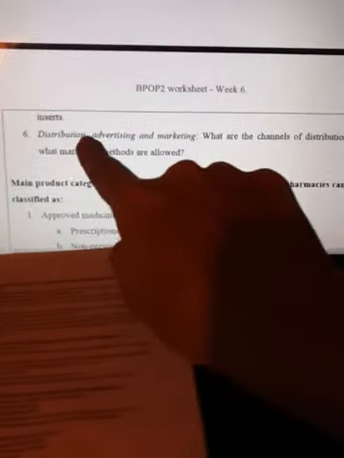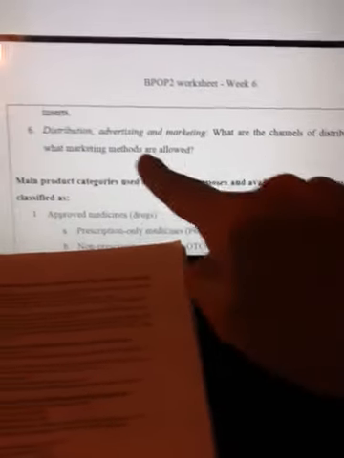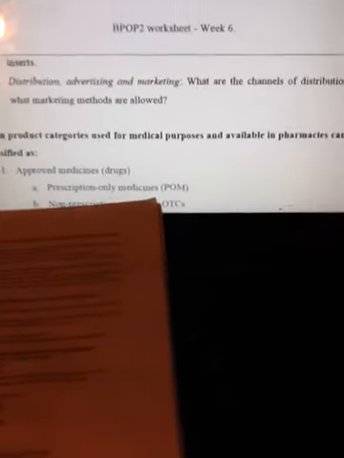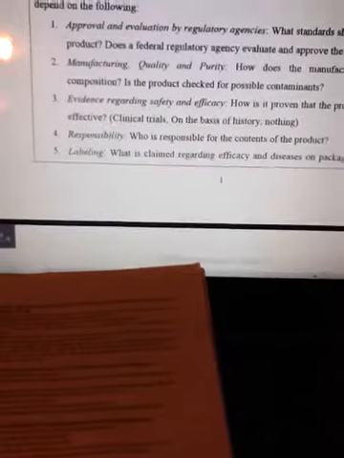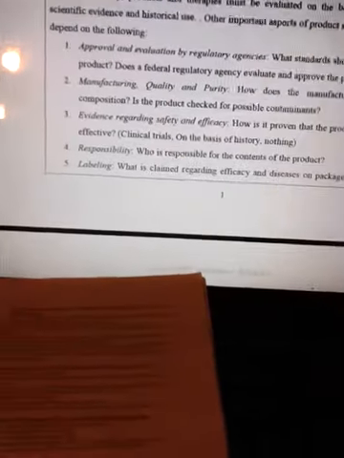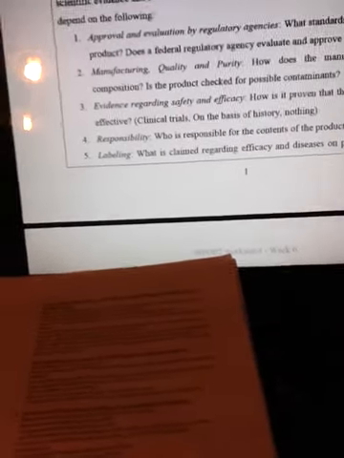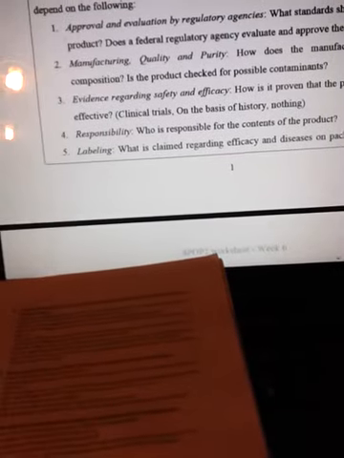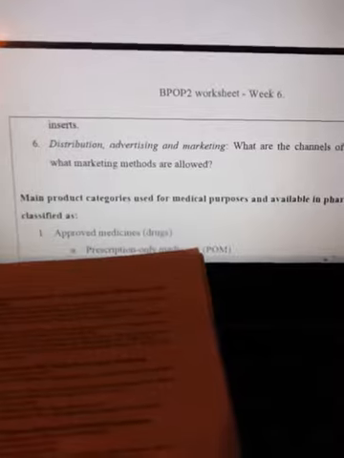The sixth factor is distribution, advertising and marketing. What are the channels of distribution? Satellite, or internet, or television. And what marketing methods are allowed? Is it accepted? Here it says no, we haven't reached that yet. Just name these six factors. It says most importantly, products and therapies must be evaluated on the basis of supporting scientific evidence and historical use. Other important aspects of product safety and efficacy depend on the following: approval and evaluation by regulatory agency, manufacturing, quality and purity, evidence regarding safety and efficacy, responsibility, labeling, distribution, advertising and marketing.